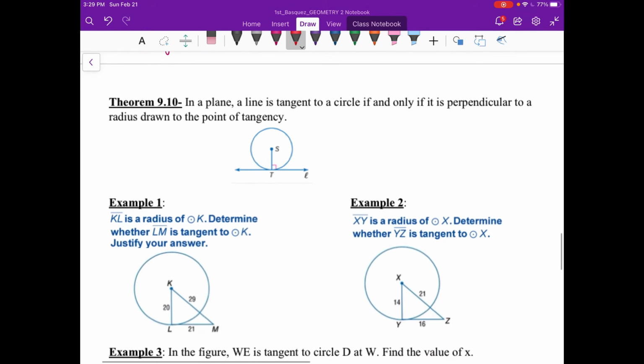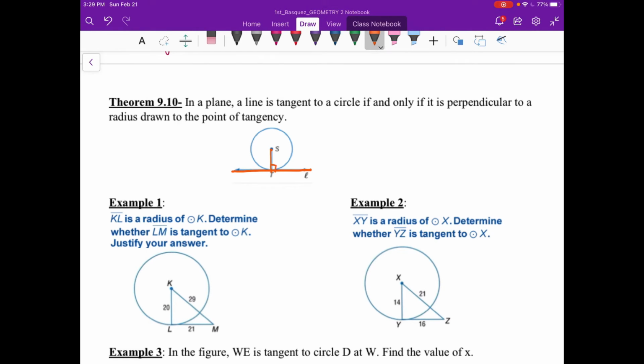All right, so we have a few more theorems here. In a plane, a line is tangent to a circle if and only if it's perpendicular to the radius drawn to the point of tangency. So this would be my tangent line. This is my radius, and when the tangent and the radius intersect, that's going to create a 90-degree angle.